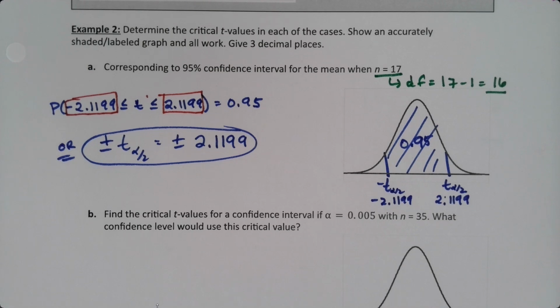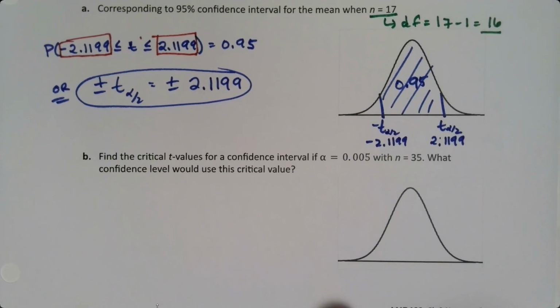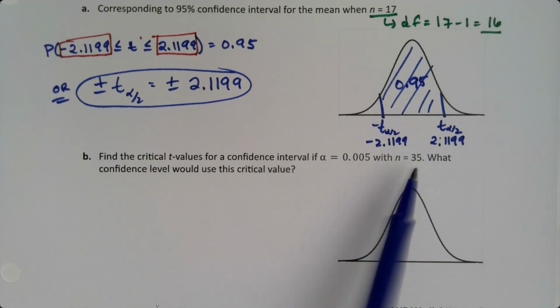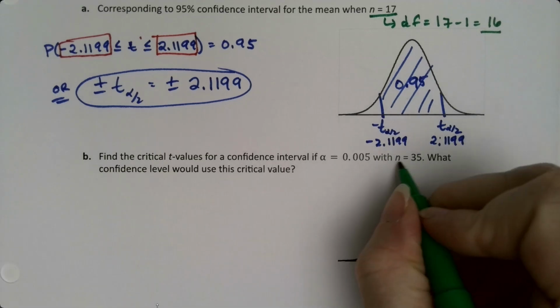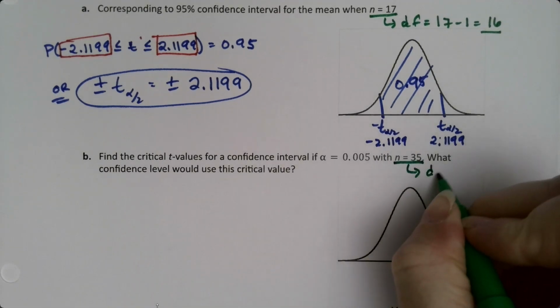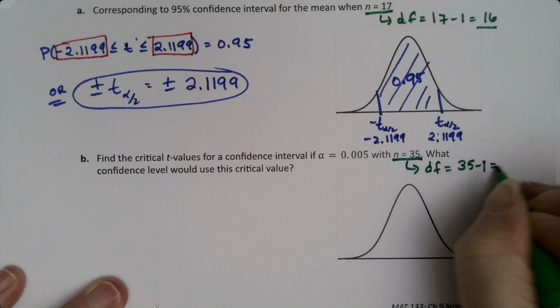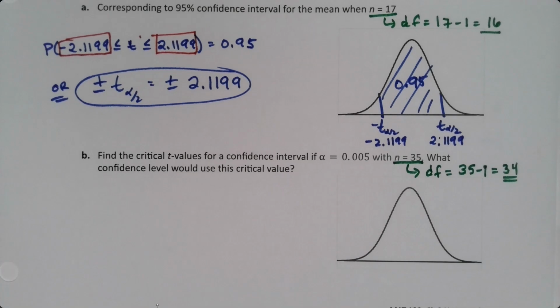All right, let's do it again. Now we have the critical t-values for a confidence interval if alpha is 0.005 and n is 35. If n is 35, the degrees of freedom is 35 take away 1, which is 34. So we're going to keep that in mind.